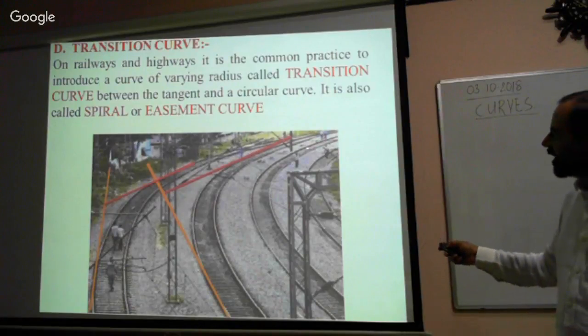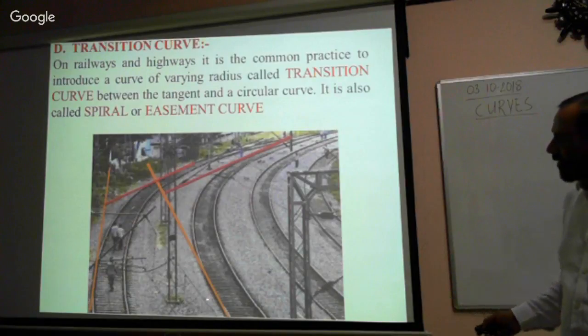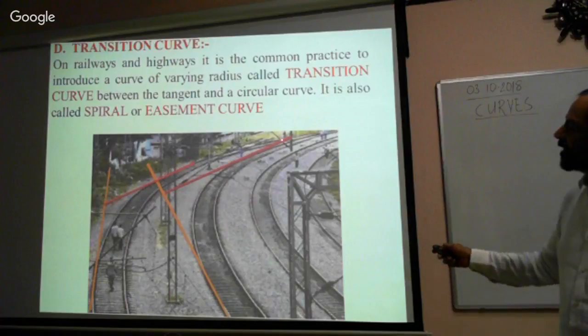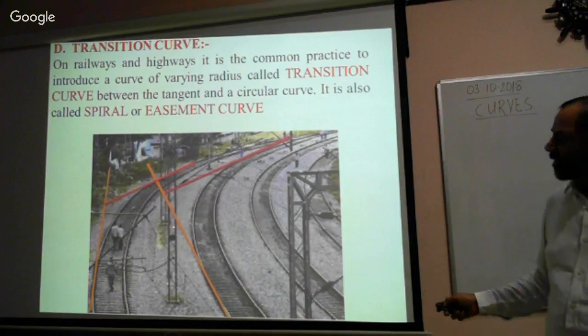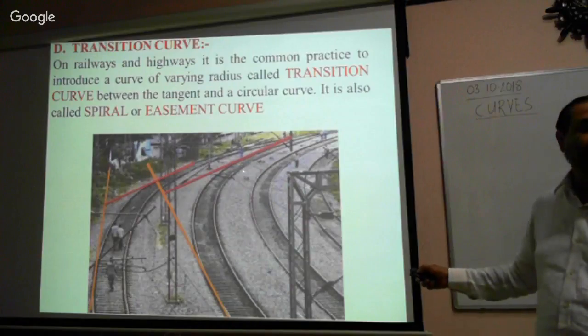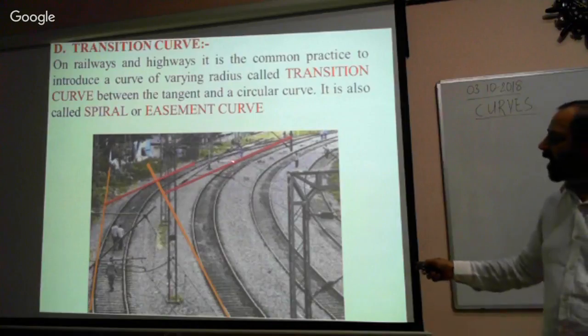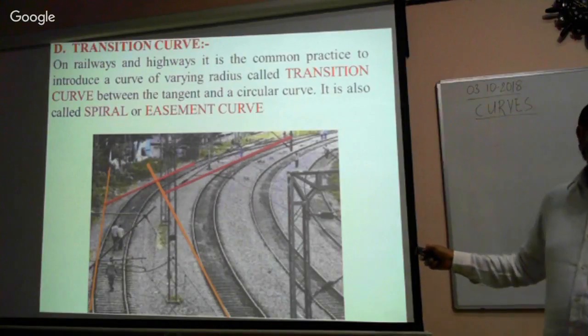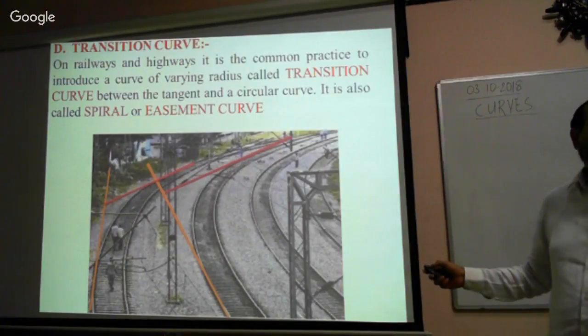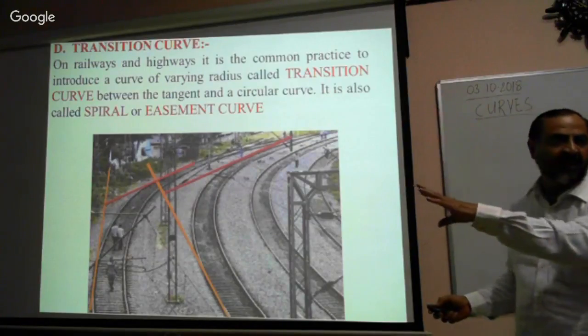Now that is a straight line. Now that is a straight line. The curve is introduced between. This is another straight line. A curve is introduced between the straight lines. Now this is the curve. From here to here, it has the same radius, and from here to here, it is a transition curve. It is a transit, that is from one position to another position, isn't it?